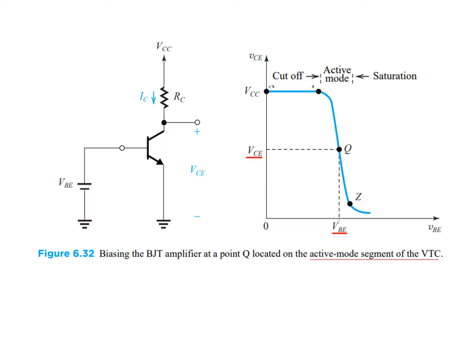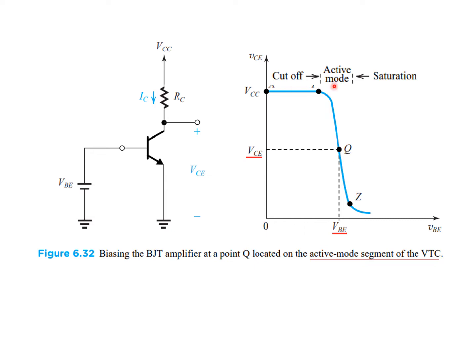So some theoretical part. First of all, what is the Q point? Q point is a point on the transfer characteristics curve, or on the characteristics curve, which is determined by the DC value of VCE, that is this voltage, and the DC value of the emitter voltage or the emitter battery. So this is called the Q point or operating point, or we can say the DC operating point.